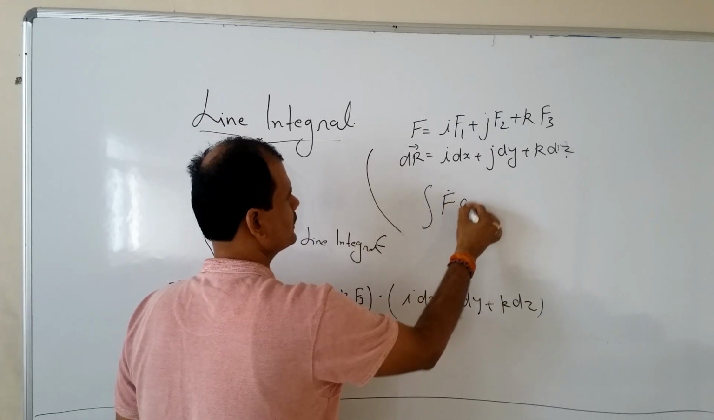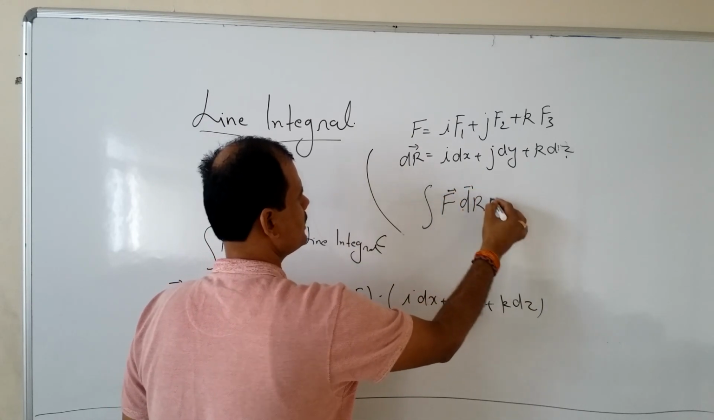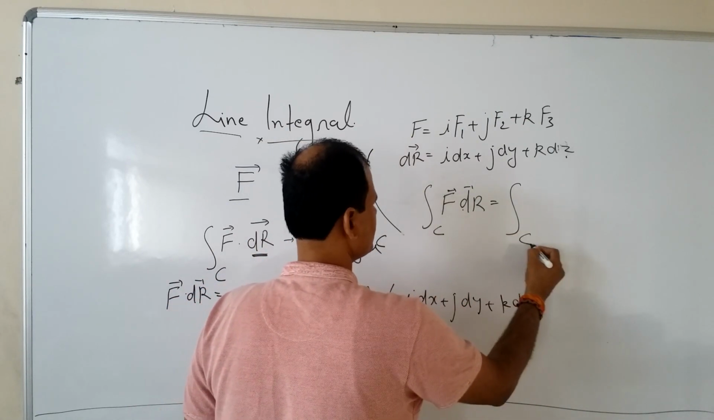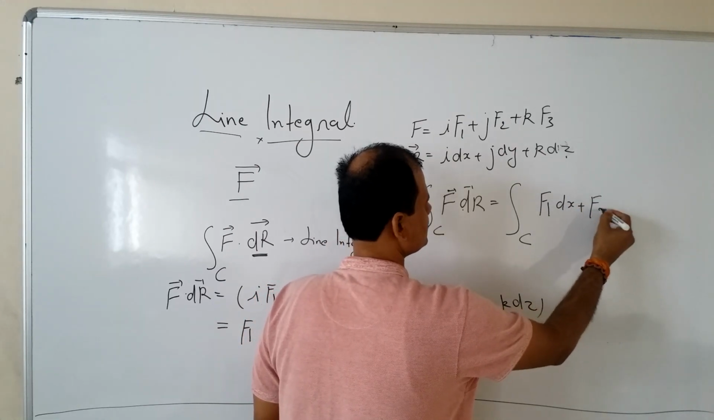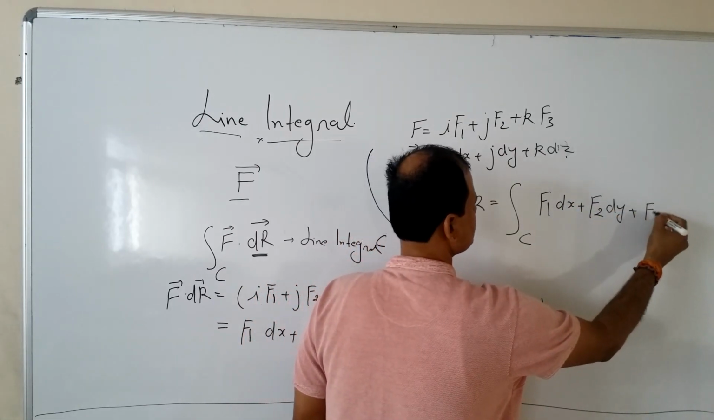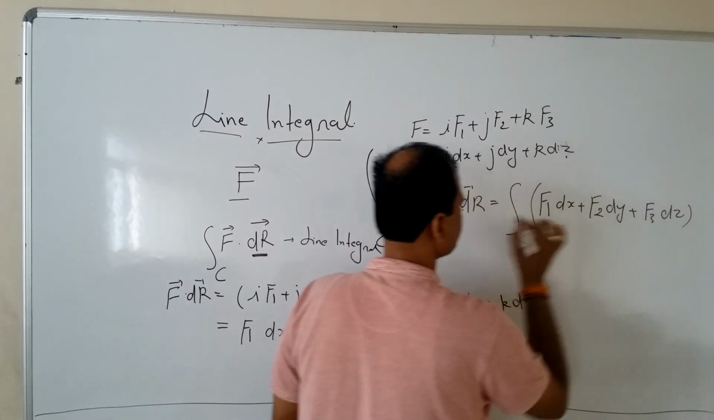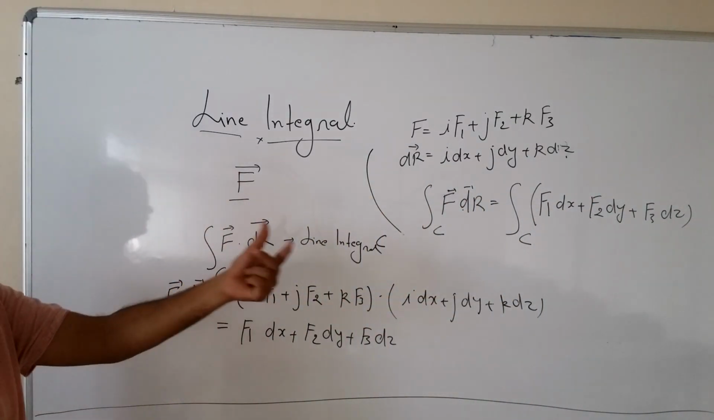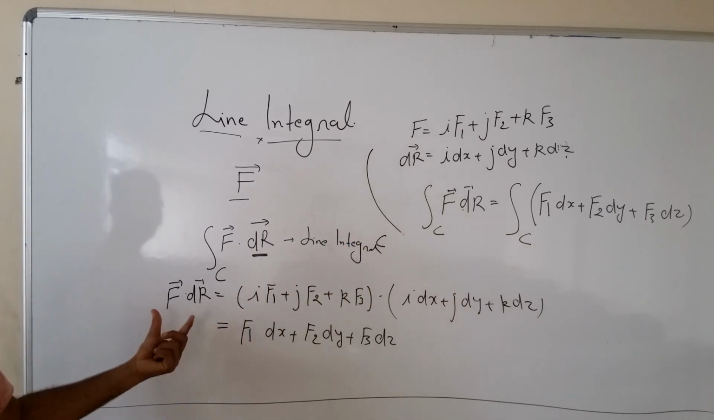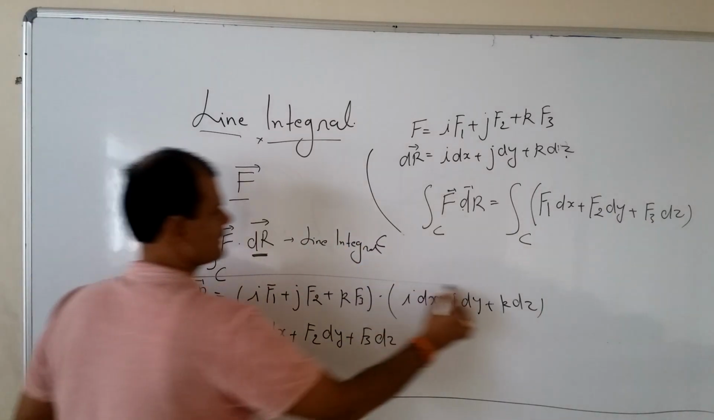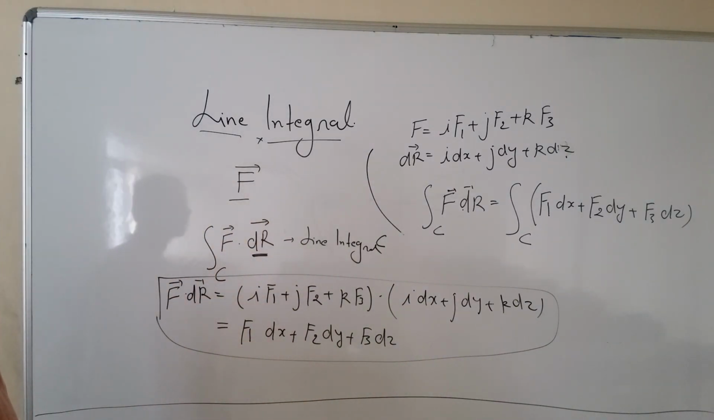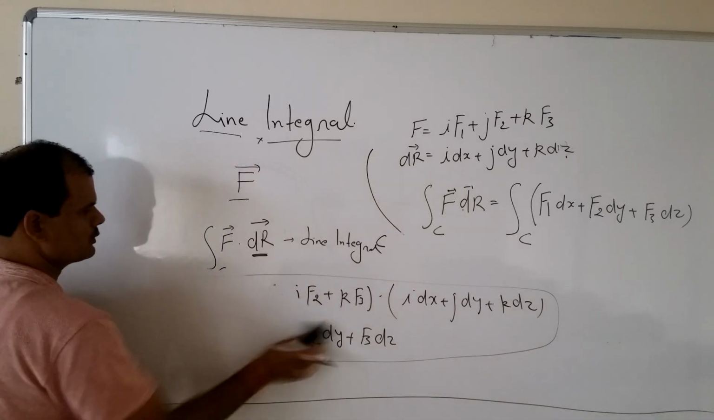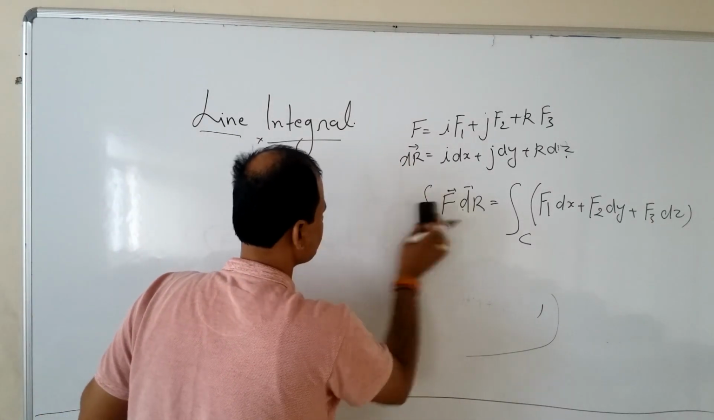So your line integral of F dot dr along the curve C will be the integral over C of F1 dx plus F2 dy plus F3 dz. We got F1 dx plus F2 dy plus F3 dz from here, right? So this is the line integral. Now the next question: how to evaluate the line integral?